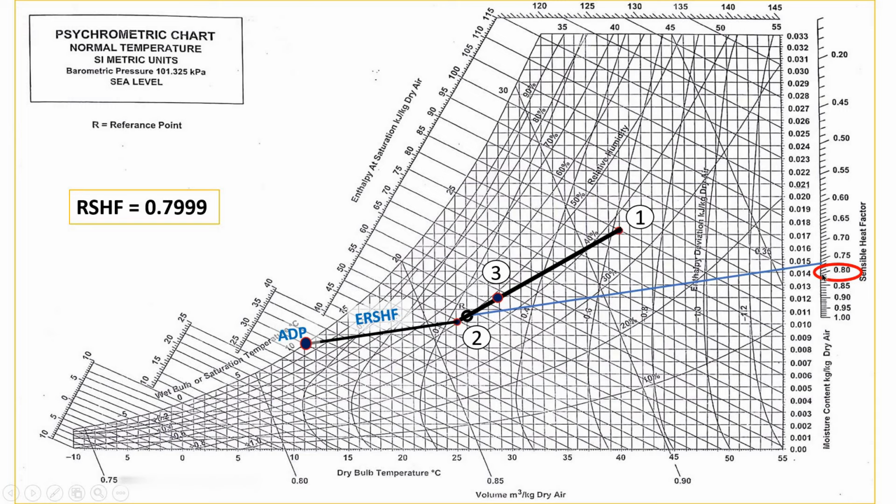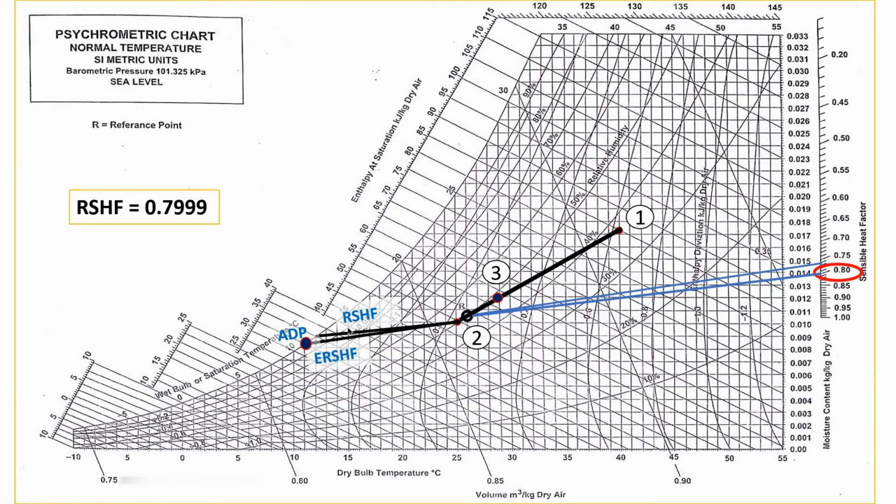We can connect this point with the alignment circle like this, and we have to draw a line parallel to this from point 2 like this. So this line is the room sensible heat factor line. The previous line which we have drawn is the effective room sensible heat factor line, and this line is the room sensible heat factor line. The intersection of this room sensible heat factor line with the saturation curve is called room ADP, and the intersection of the ERSHF line with the saturation curve is coil ADP.